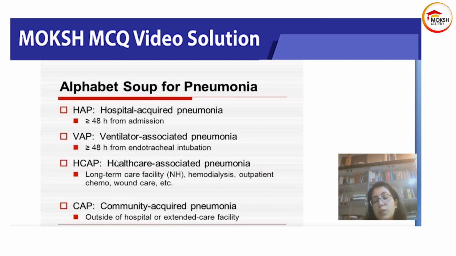Healthcare associated pneumonia is an old definition. These days we do not classify hospital acquired pneumonia and healthcare associated pneumonia as different. Both are considered the same. If you develop pneumonia in any setting which is hospital related and after 48 hours of admission, then it is called hospital acquired pneumonia. Do not go by the old definition. Then there is community acquired pneumonia. Basically, you develop pneumonia outside of hospital. So in this case, the patient is going to come with a complaint of pneumonia.